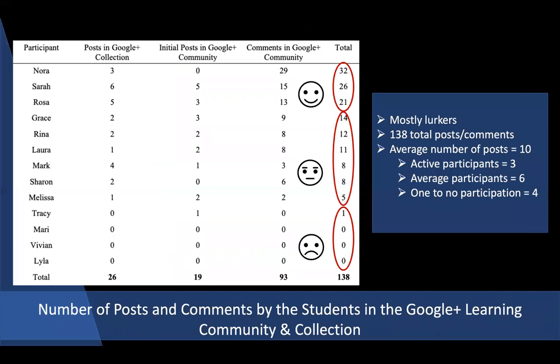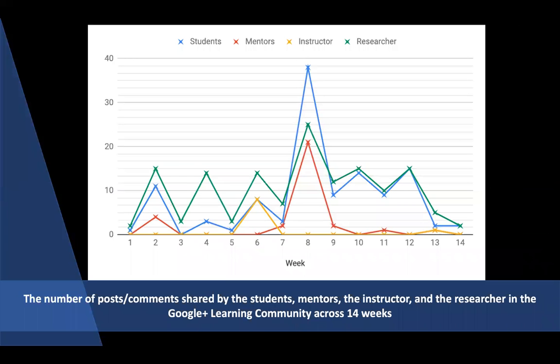This table illustrates individualized students' participation in the informal learning activities. They were mostly lurkers. And this chart shows the number of posts and comments shared by the students, mentors, the instructor, and the researcher in the Google Plus Learning Community across 14 weeks.